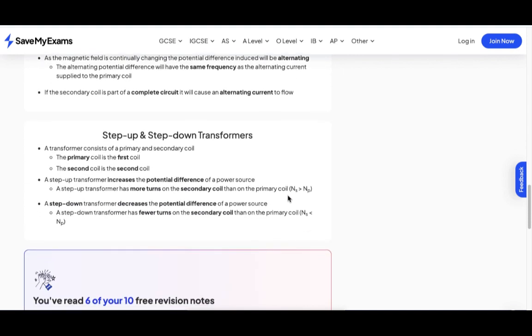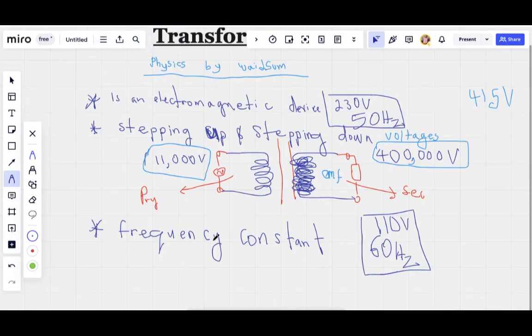Okay, now let's take a look at step up and step down transformers. A transformer consists of a primary and secondary coil. We already established this. The primary coil is the first coil that we make in a transformer, and the second one is the secondary coil. A step up transformer increases the potential difference of the power source. A step up transformer has more turns on the secondary than on the primary. So we make our NS greater than our NP, the number of turns.